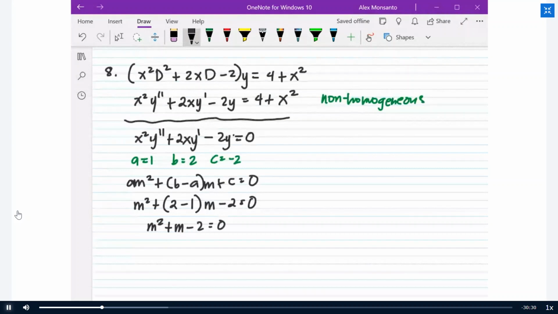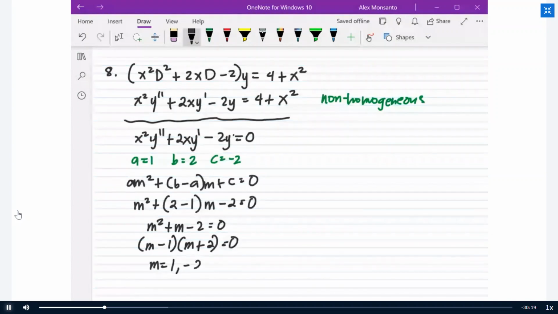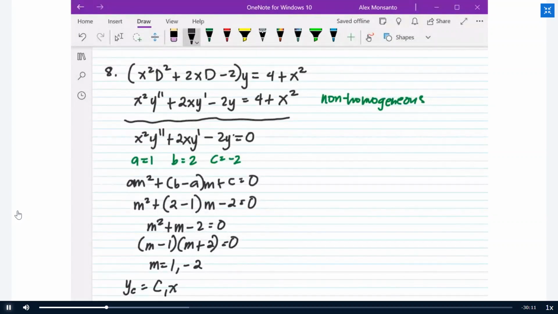So, pag finactor out natin yan, we can have what? M minus 1 tapos m plus 2, is equal to 0. Then, magiging ano yan? Positive 1 and negative 2. Okay, therefore, ang ating y sub c, according dun sa ating nakuhang values ng m, so it will be under case number 1 para sa Euler-Cauchy. Yan. So dito, yung x naka-raise po sa 1, yung isa naman naka-raise po sa negative 2. Ayan. So, okay. Ngayon, ang susunod natin alamin is kung ano yung kanyang particular solution or particular integral.